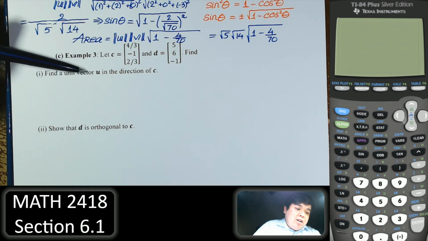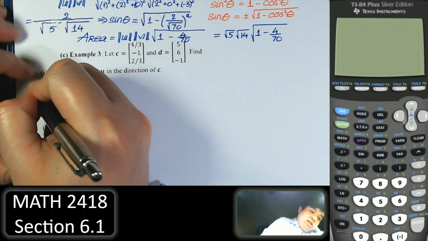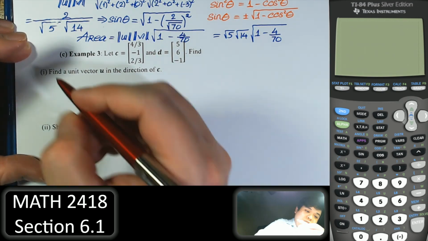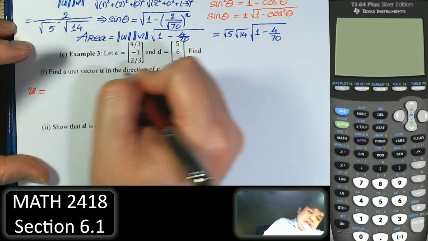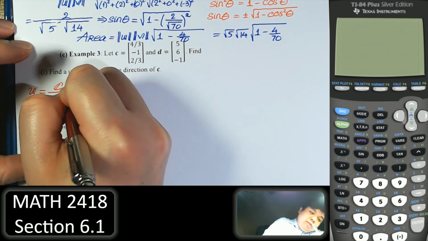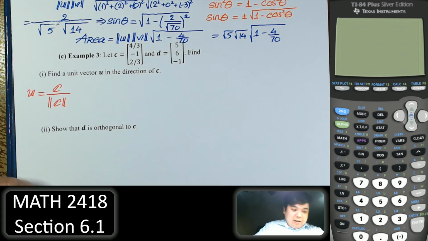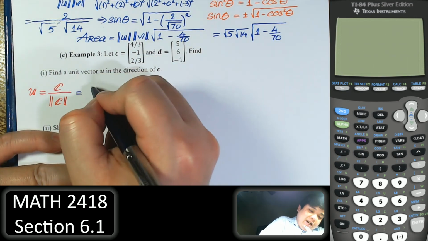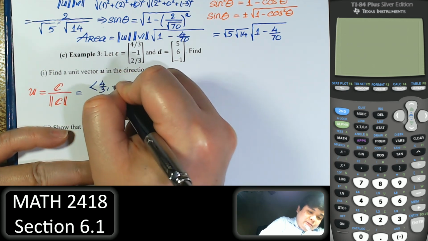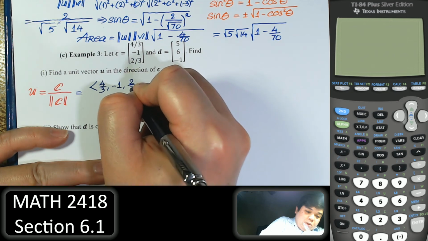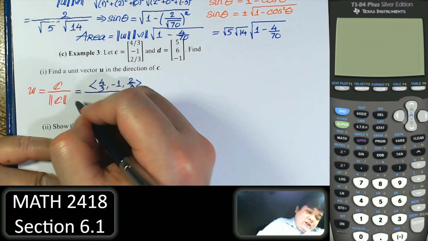Find a unit vector u in the direction of C. Well, that's easy. So we want the unit vector u representing the direction of C. To do that, take the vector and divide by the length of the vector itself. The vector, let's just write in this notation so we take less space, and then we have the magnitude of that.